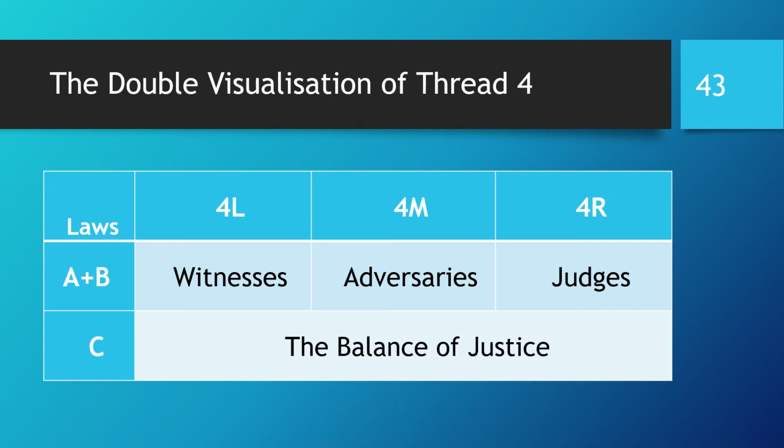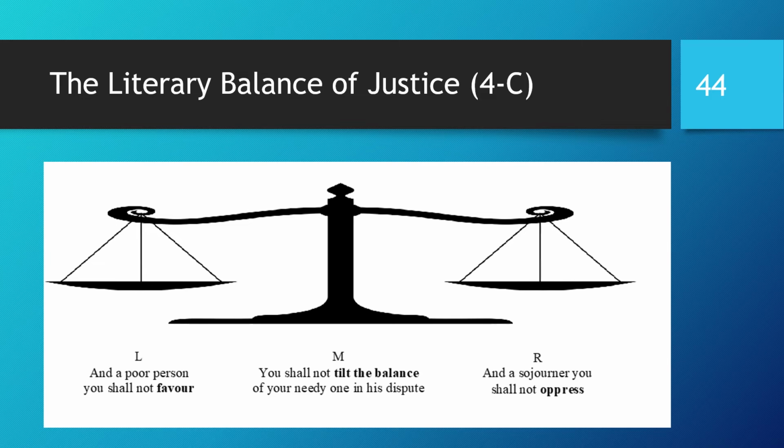The literary balance of justice is formed by the C elements, all of which refer to the disenfranchised of thread 2. On one side, 4LC is a warning against favouring the disenfranchised, the poor, which seems strange if read alone. However, on the other side, 4RC is a warning against oppressing the disenfranchised, the sojourner. In the middle is an instruction not to skew or tilt the balance in either direction regarding the needy. A balance throughout history has represented the foundation of social justice, upon which stands the whole of the legal system.